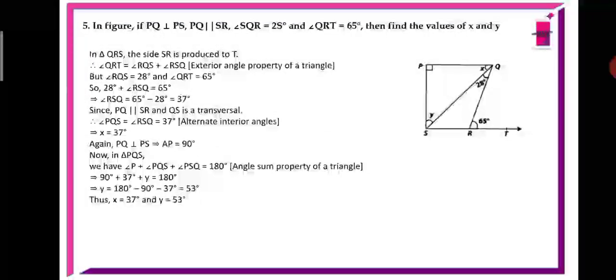In the figure, if PQ is perpendicular to PS, PQ is parallel to SR, angle SQR equals 28 degrees, and angle QRT equals 65 degrees, then find the value of X and Y. It's very simple. You can see PQ is parallel to SR.